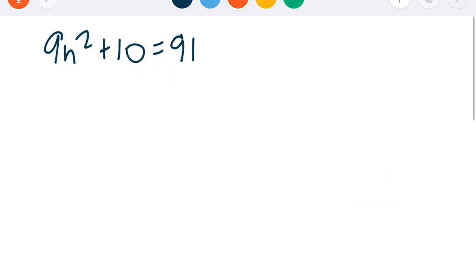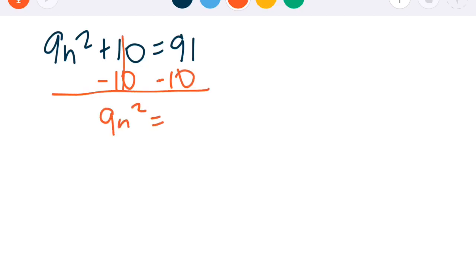Moving on to the next problem. This one requires a little bit more work. There's another step in here. Just like if there wasn't the square there, if it was just 9n plus 10 equals 91, that would be a two-step equation, right? We've got to get the variable by itself. So we have 9n squared equals 81.